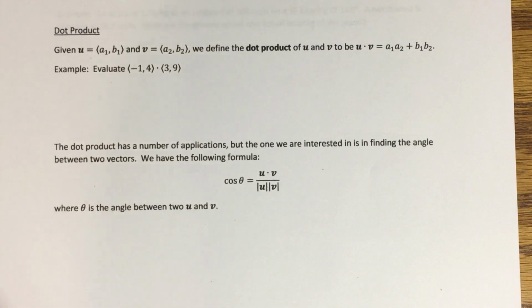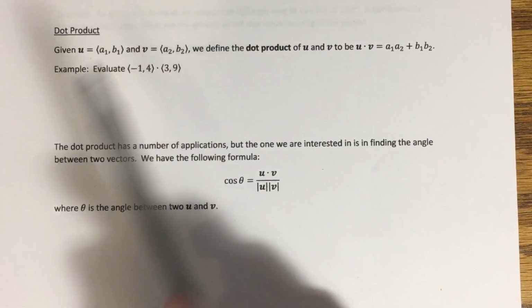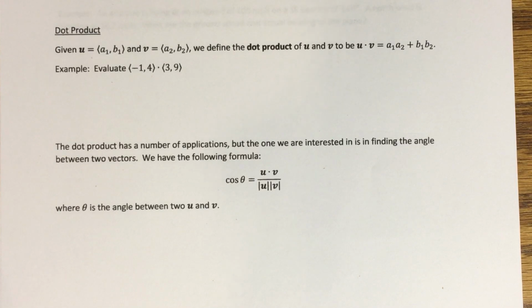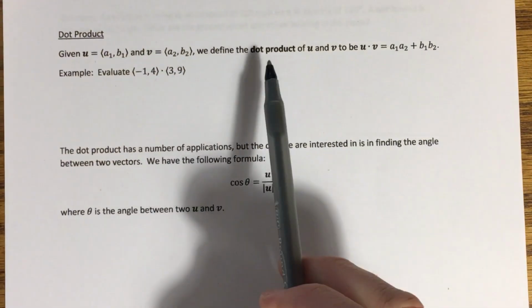Now there are a couple of different types of products that we can take with vectors. You may have heard of something called a cross product. It's impossible to take cross products with the types of vectors we're dealing with here. You can only take cross products of vectors in three-dimensional space. They require three components for that definition to work. We don't cover cross products in this class. That's going to be covered in Calculus 3, or you may see it in a different class, physics or something like that. Our focus here is the dot product.